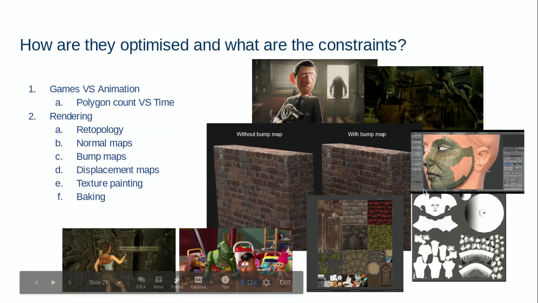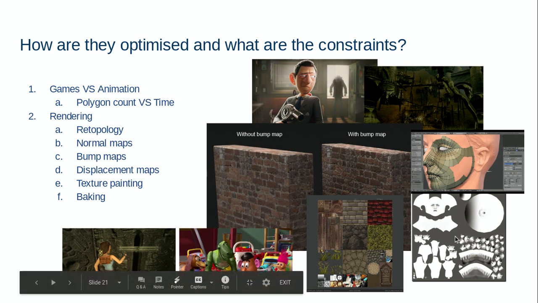So we talked about retopology, using bump maps and normal maps, displacement maps, to give the impression of detail that isn't actually there on the model. Texture painting, so applying 2D textures onto 3D models. Baking lighting information is a really good one, which we will look at.